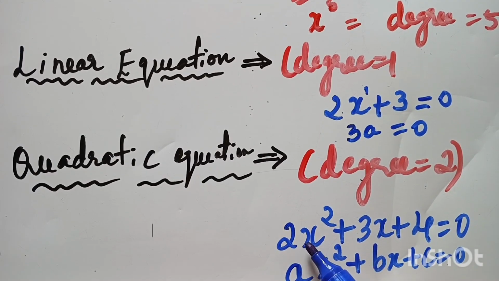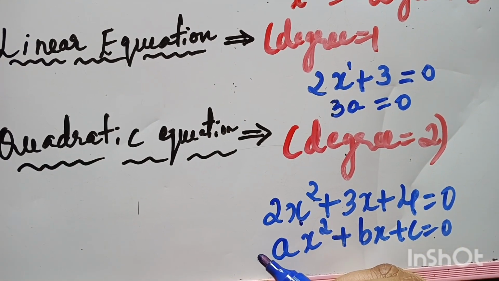Here x is a variable, 2 is a constant, 3 is a constant, 4 is a constant. Numbers and letters combined with plus and minus become an algebraical expression. Literals and numerals with mathematical symbols make an algebraical expression. Here the variable is the letter x, and the power of x is 2. So 2 is the highest power here. Then it is a quadratic equation.